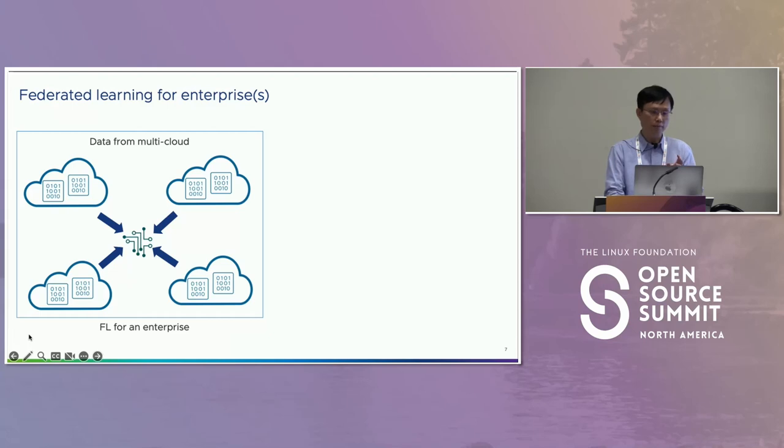This enterprise has data in multiple locations, for example in multiple clouds or in different geographic locations. In some cases, they may have data in different countries, especially a multinational company. But usually there are laws and regulations that prevent data from being sent out of the country, so they need to have local computation inside that country. After they perform the computation or the training, they can aggregate the parameters or gradients of the model into a central place to form a global model. That's how federated learning can be used by an enterprise.